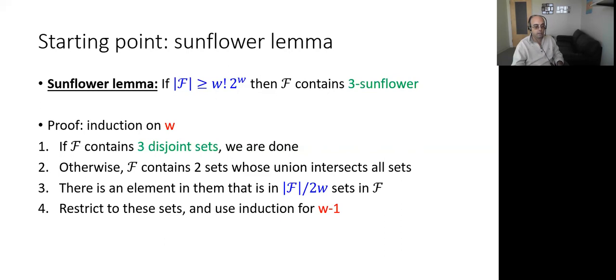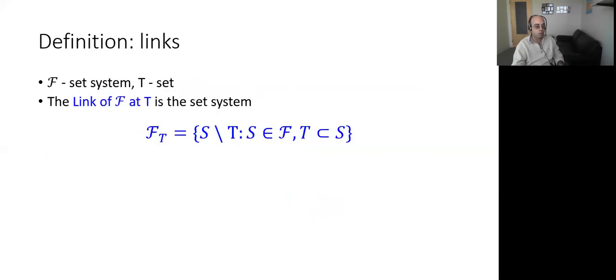So to do that, I want to make one very, very useful definition that's going to come up again and again and again in this talk, which is the definition of what's called a link. So let me spend some time defining links. I have a set system F, and T is some set, not necessarily in F, some set in the universe. And the link of F at T is another set system defined as follows. First of all, we go over all sets in the set system that contain T as a subset. We just keep those, and then we remove T from all of them. Okay, so this is a link.